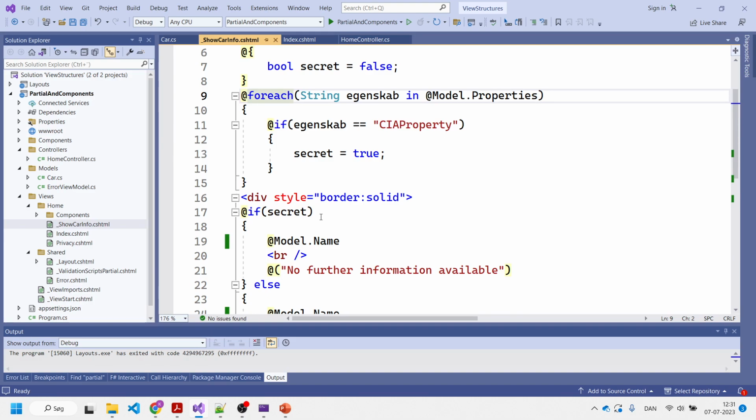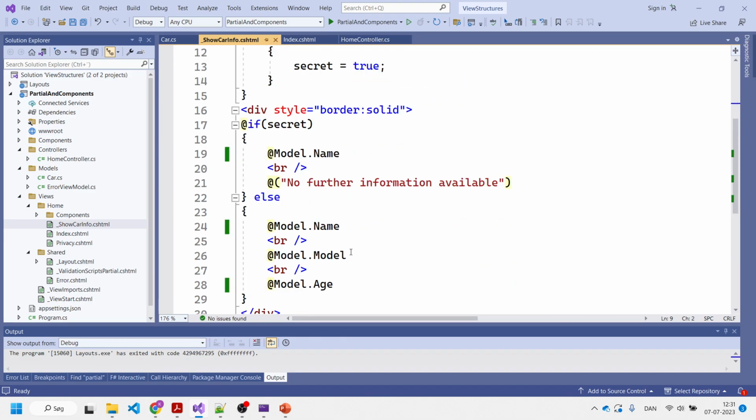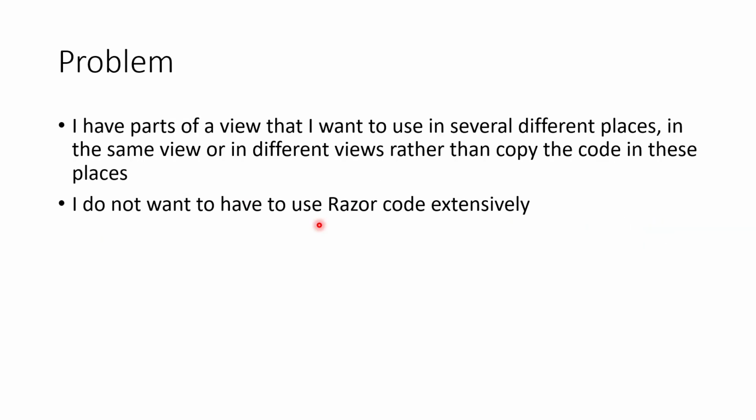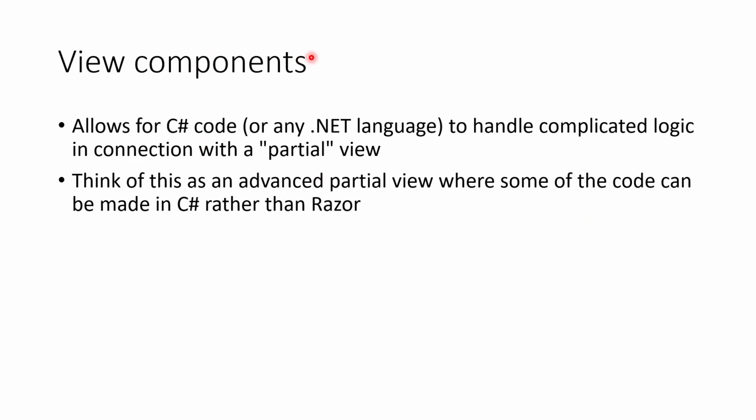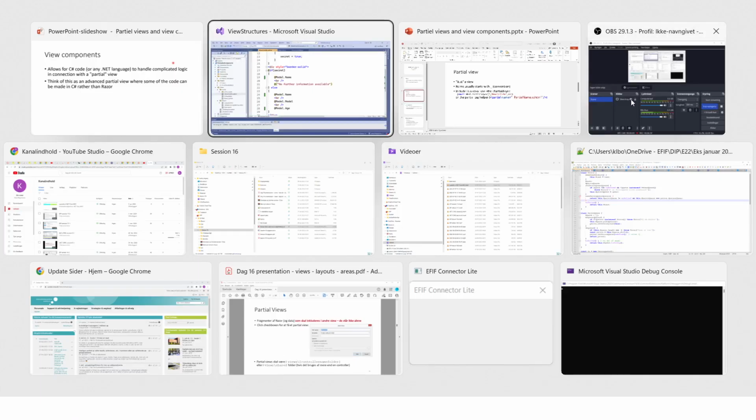So I would like to be able to replace at least some of this logic with regular C# code. Okay, that's where view components enter. And if you notice, that's the second part of my problems. I do not want to have to use Razor code extensively. Right now, I'm using it too much, to my taste at least. That's why we have view components. What happens in view components is you split the partial views in two. One that is view code and one that handles complicated logic. Pretty much the same as your usual view.